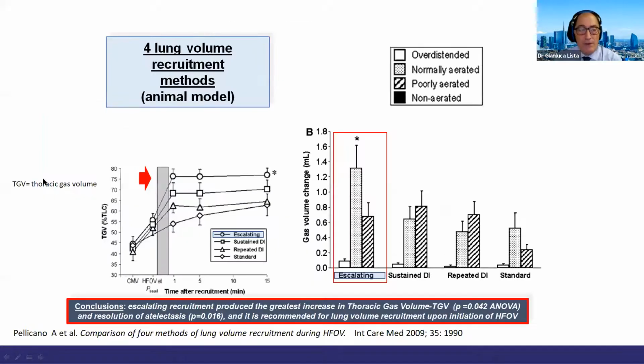In terms of thoracic gas volume, we know from these animal experiments that the use of escalating stepwise increments of pressure seems to be the most important in order to guarantee the maximum thoracic gas volume, to reduce the portion of the lung that is non-aerated, and to reduce the risk of over-distended lung.